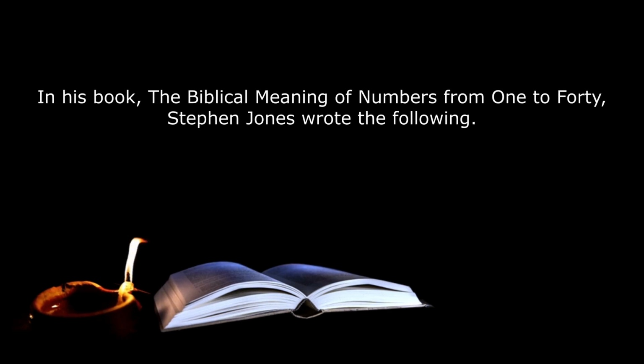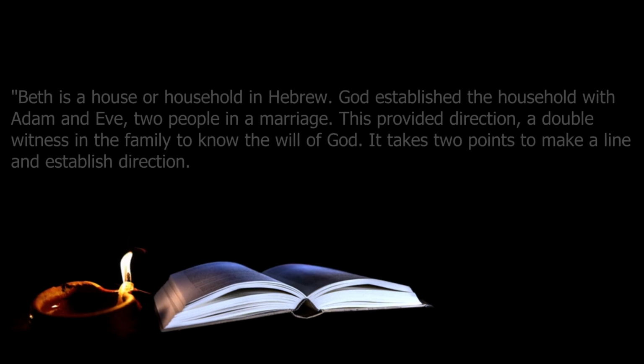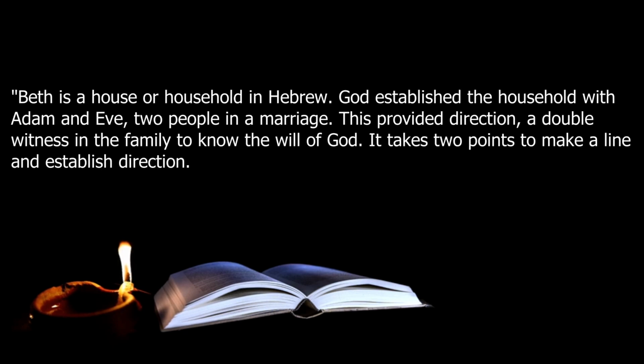In his book, The Biblical Meaning of Numbers from 1 to 40, Stephen Jones wrote the following. Beth is a house or household in Hebrew. God established the household with Adam and Eve, 2 people in a marriage. This provided direction, a double witness in the family to know the will of God. It takes 2 points to make a line and establish direction.